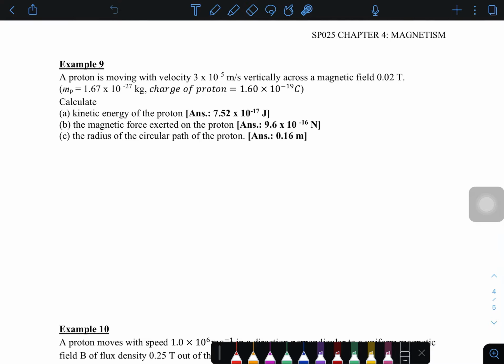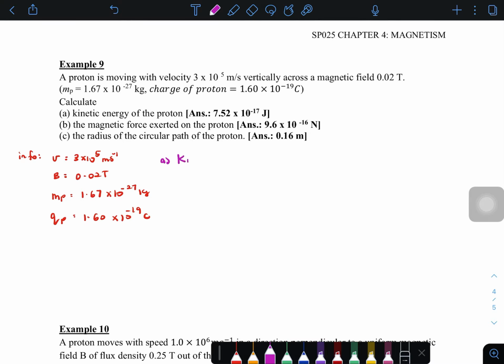Okay, so we take out all the info. So info here we have the velocity, which is 3 exponent 5 meter per second. Then we have magnetic field 0.02 Tesla, and we have the mass of the proton and the charge of the proton. Okay, so mass of the proton 1.67 exponent negative 27 kilogram, and the charge is 1.60 exponent negative 19 coulomb.